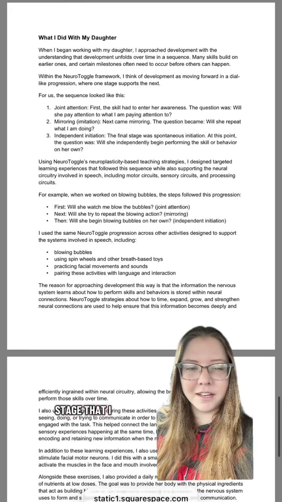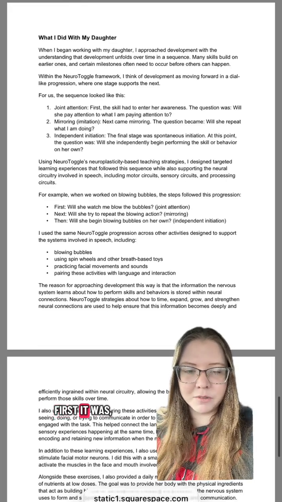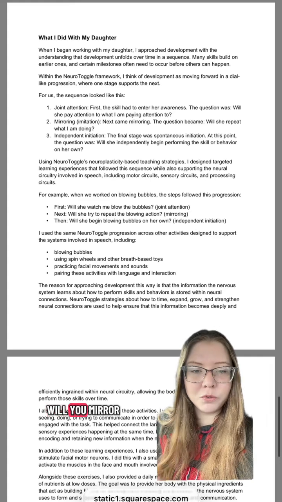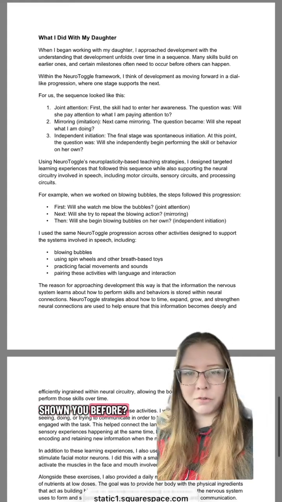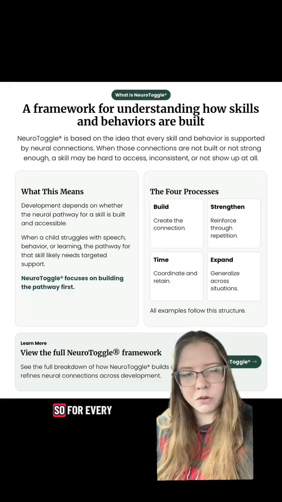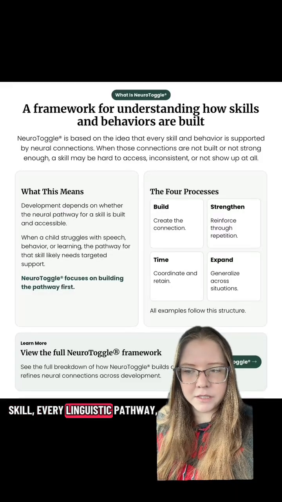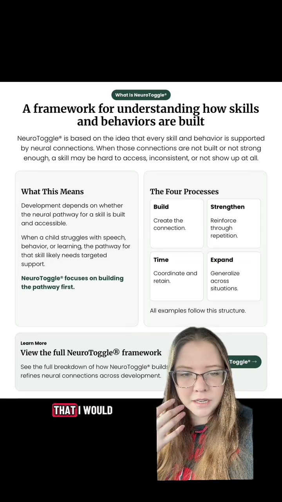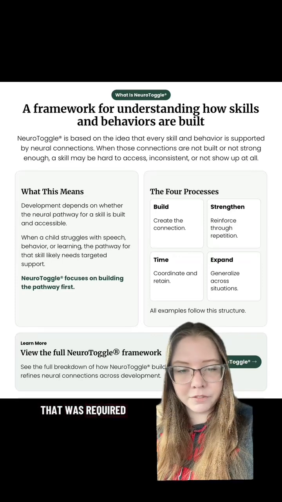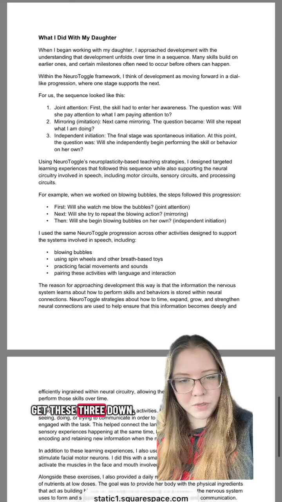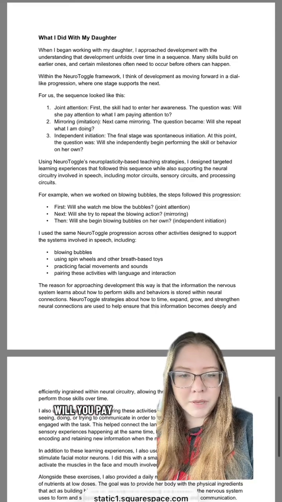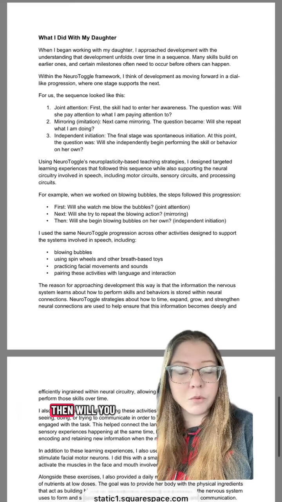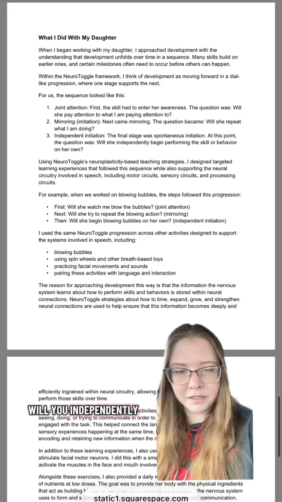So the first stage that I had to get with my daughter was joint attention. First it was, will you pay attention to what I am paying attention to? Then it's mirroring, imitation. Will you mirror back to me what I have shown you? Before it's independent initiation. So for every skill, every linguistic pathway, so every word that I would teach her, every physical movement that I would teach her to make that was required for speech, I had to get these three down. So it was, will you pay attention to this word? Will you pay attention to this movement? Then will you mirror it? Then will you independently initiate it?